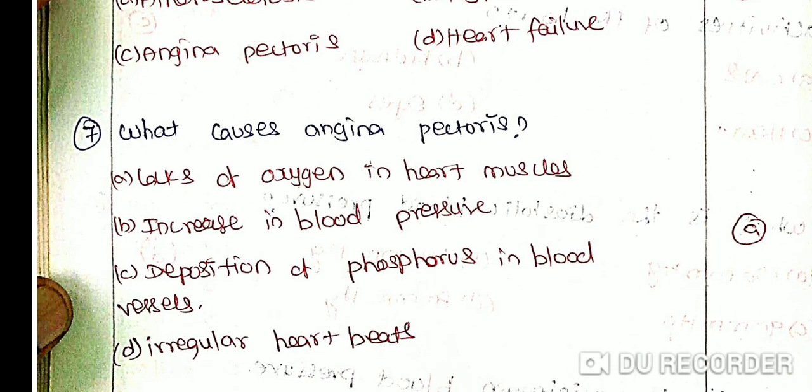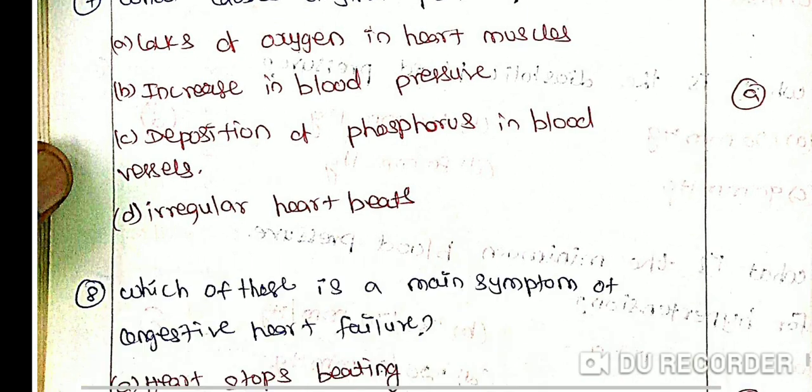What causes angina pectoris? Option A lack of oxygen in the heart muscles, option B increase in blood pressure, option C deposition of phosphorus in blood vessels, option D irregular heartbeat. The correct answer is option A, lack of oxygen in the heart muscles. Angina pectoris or acute chest pain is a heart disease that occurs when an adequate amount of oxygen does not reach the heart muscles. It is caused by factors which affect proper blood flow.